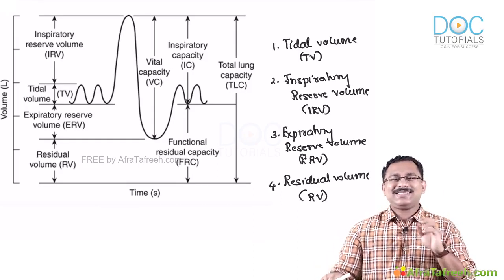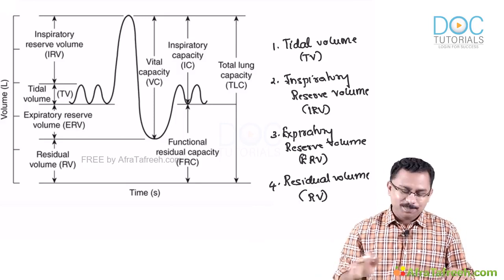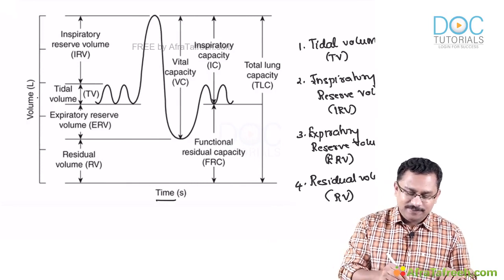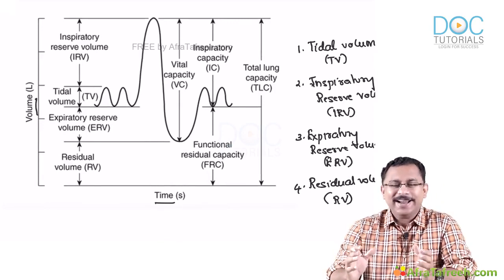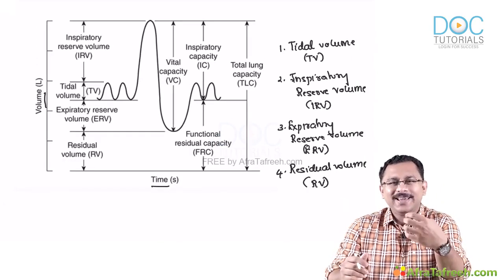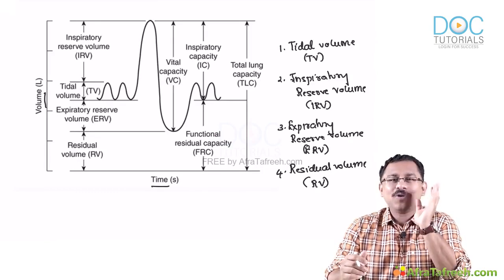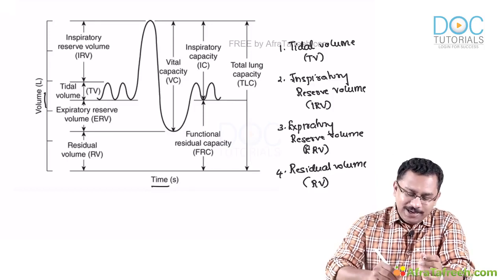Okay, let's see what are these. First of all, tidal volume. Very simple. Just have a look at the graph here where you have the time versus the volume, the volume actually showing the amount. What is tidal volume? It is nothing but the amount of air that goes in and out of the lungs in a normal respiration.